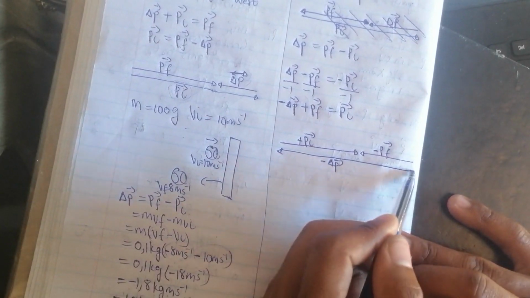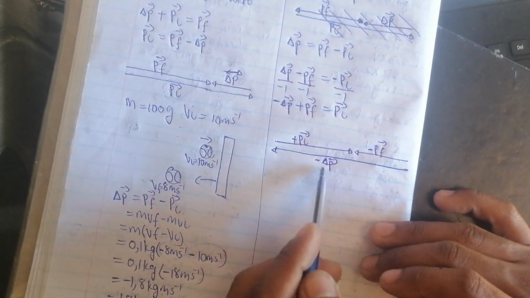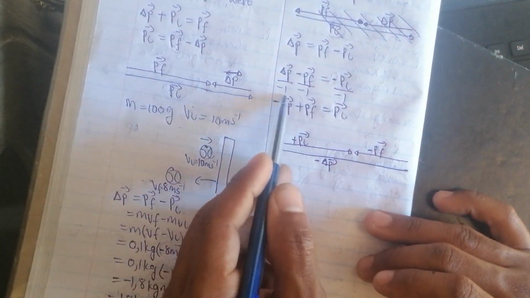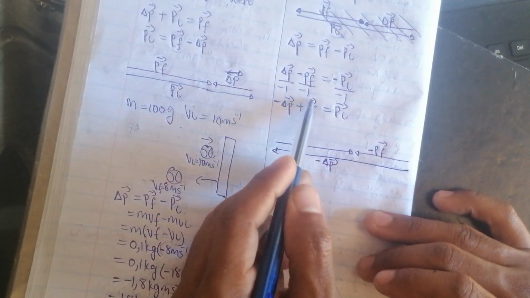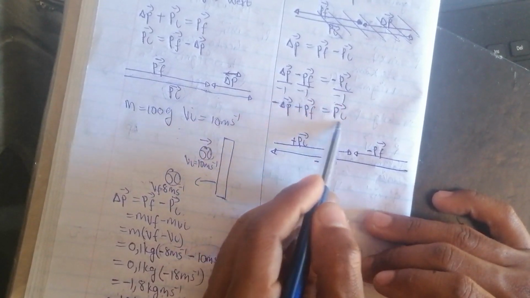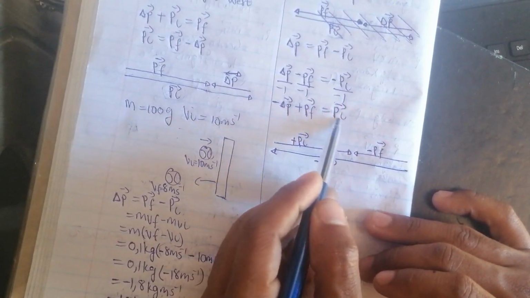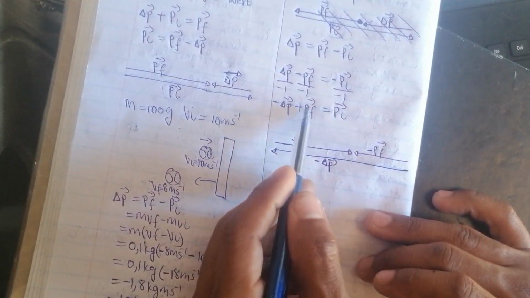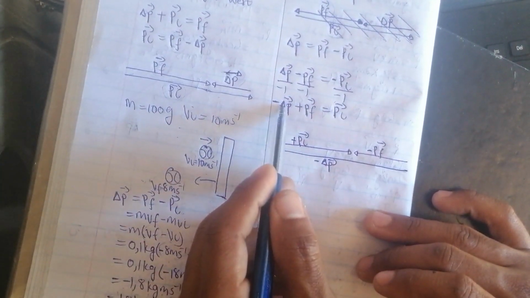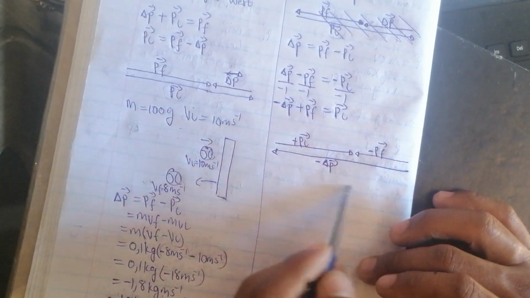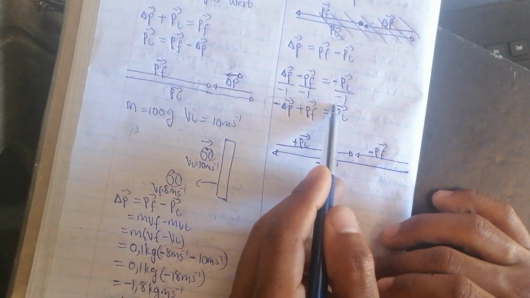So you have your change in momentum. Let's check if this is true. Minus change in momentum, that's exactly what we did. Minus change in momentum plus final momentum should give you the initial momentum. So if the initial momentum is positive and this comes to that side, it becomes negative, and you are left with this. So this represents this. Please try to see that.